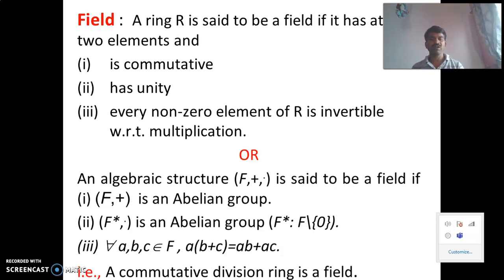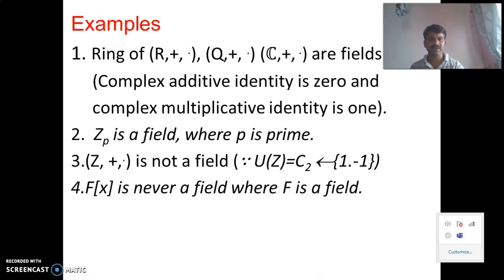In another way, an algebraic structure (F, +, ·) is said to be a field if (F, +) is an abelian group, satisfying all the axioms of an abelian group, and (F*, ·) is an abelian group, where F* is the set of non-zero elements of F. And third, the distributive law is also satisfied. Then this structure is called a field. That is, a commutative division ring is said to be a field.